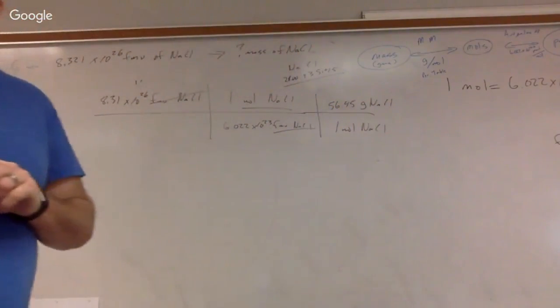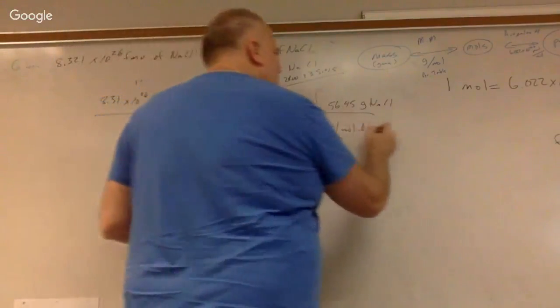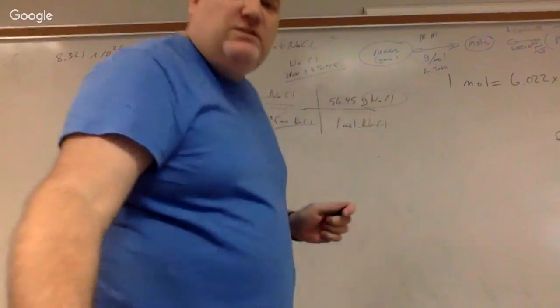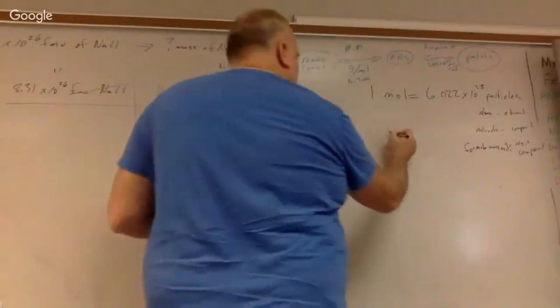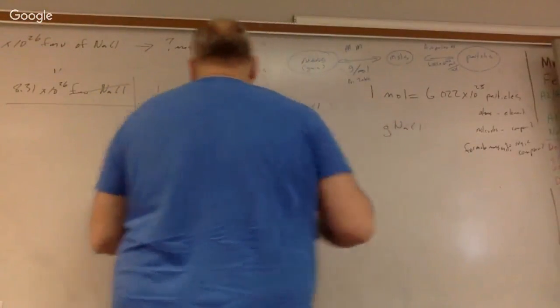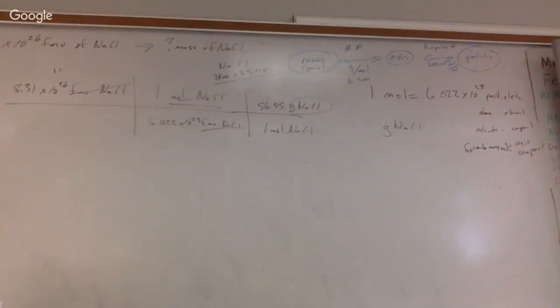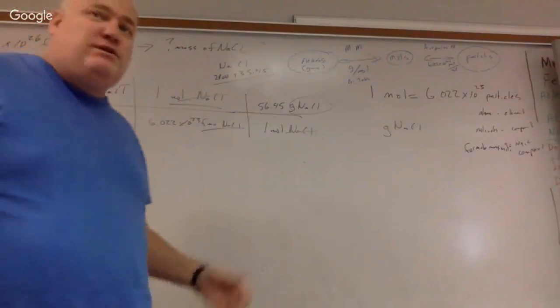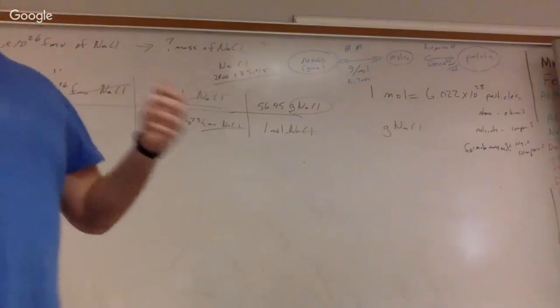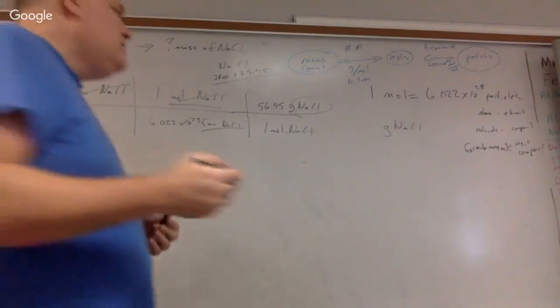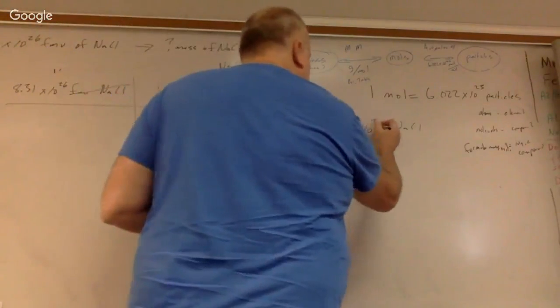Mm-hmm. A little bit. That allows me to cancel my moles, and I'm ending up in grams. And grams is the unit that I'm looking for in this problem. So I'm going to write grams of NaCl out here. Now, in this case, don't we have 2 exponents that we can work with here? We have 26 and we have 23. I like to deal with exponents first. Whenever you have something on the top and something on the bottom, you subtract your exponents. So wouldn't that give us times 10 to the 3rd?